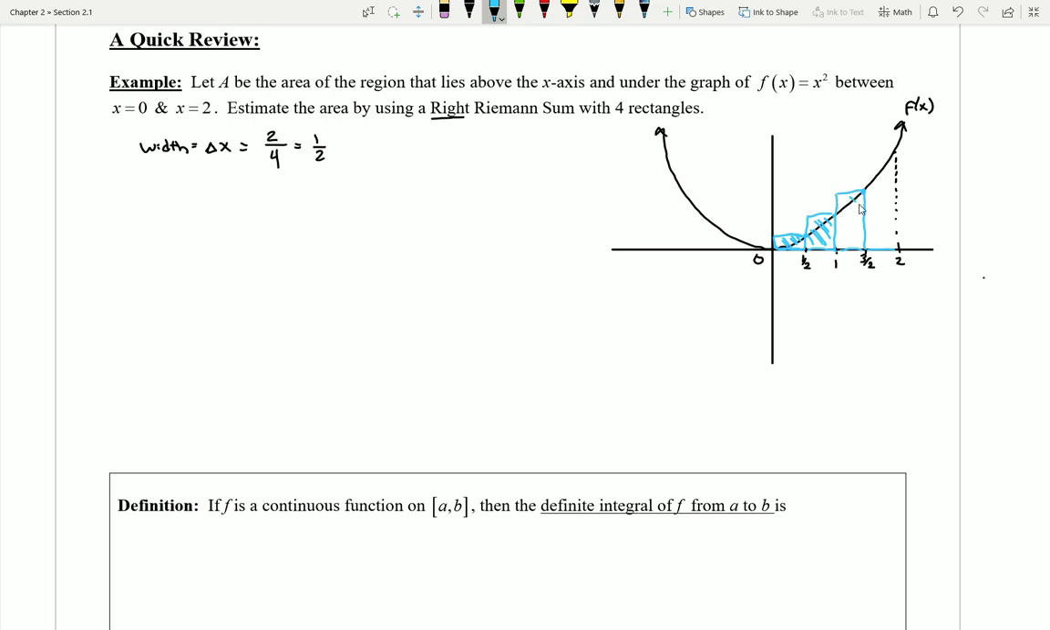And I can see that these blue rectangles don't actually give me the precise area under the region. It appears that they're overestimating. They're giving me more area than what I need. But let's find how much area that's going to be.